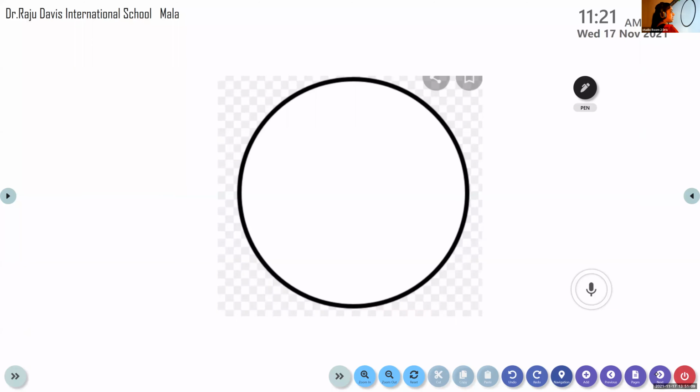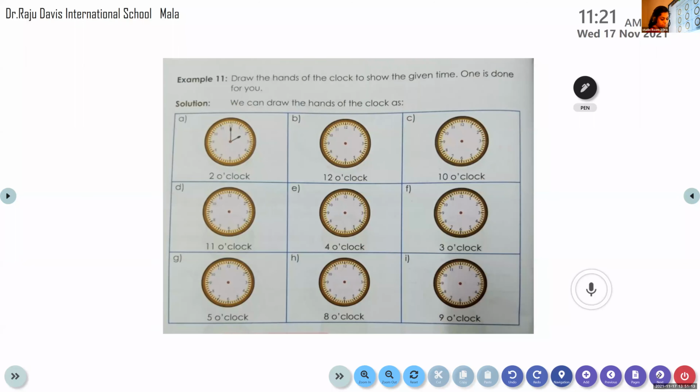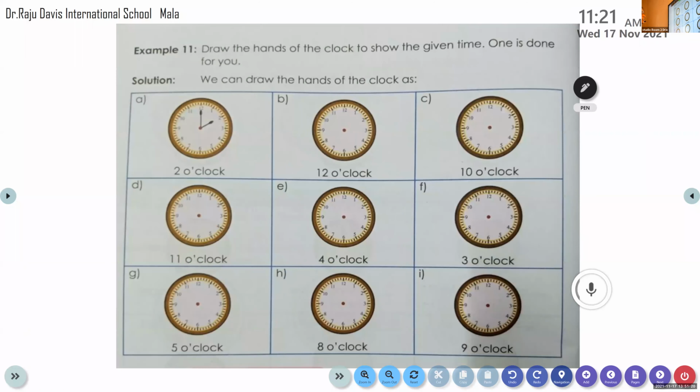Now all of you please take your textbook, not notebook. Please take your textbook, page number 12. You can see different clocks there, isn't it? The clocks are without hands. Only the first clock has hands. All the other clocks have no hands.